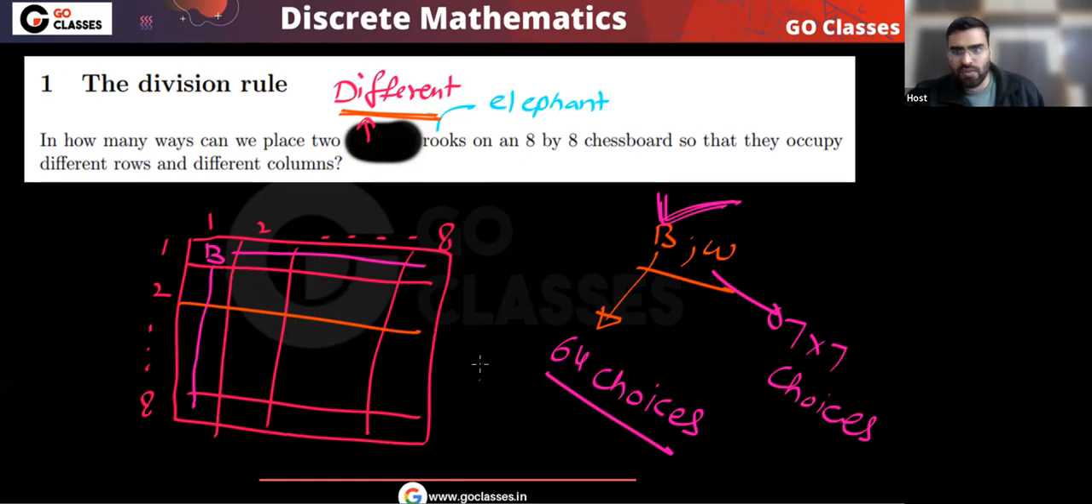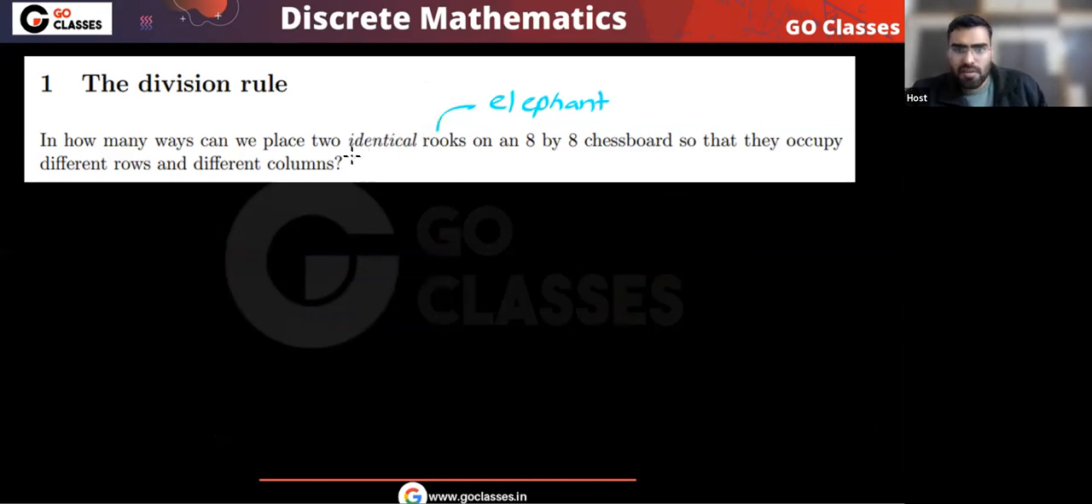So finally the answer will be 64 multiplied by 49. This is your answer. Isn't it easy? If you have different rooks, then life is very, very easy. Now the change is that both rooks are identical. What is the difference? Can anyone tell me?